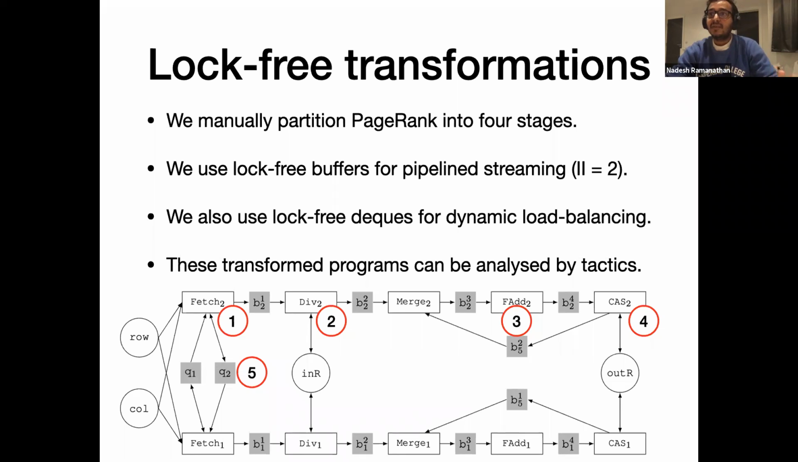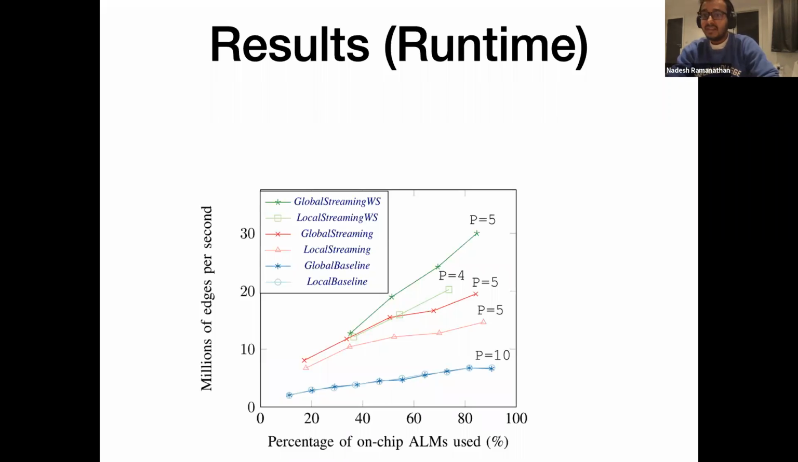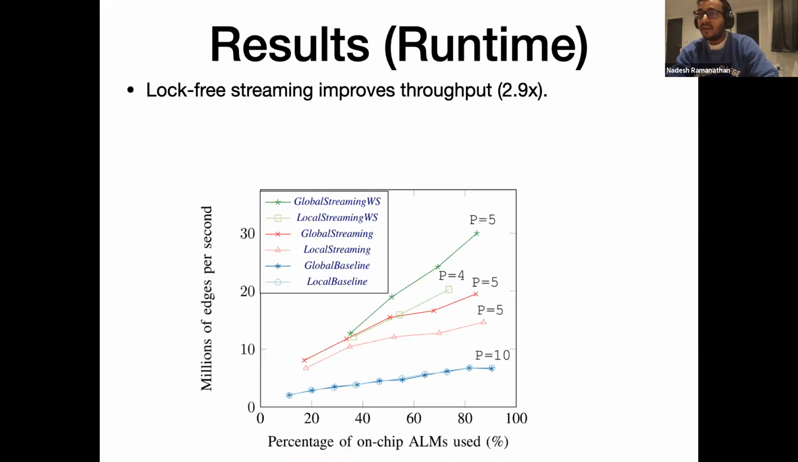And now what I did was I gave these transformed programs to all the analyses that I built, the arsenal of analyses that I built, right? And so this is a graph showing, basically, the blue lines are the baseline I took from Panosha. The red lines are the streaming implementation using the lock-free buffers, and the green lines, sorry, are the load balance streaming implementations, which use both the buffers and the DQs. And the lighter lines are basically local analysis, and the darker lines are global analysis.